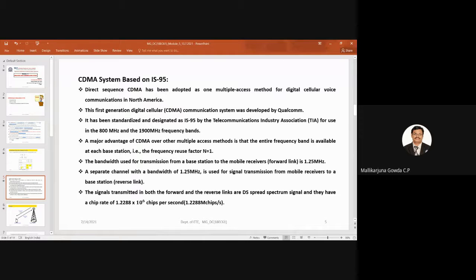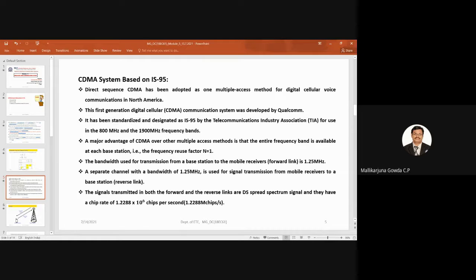So the signals which are transmitted in both the forward and reverse links are direct sequence spread spectrum signals, and they have a chip rate of 1.2288 × 10^6 chips per second. Okay, so this is what the chip rate means. That is equal to Tc, T suffix C, right? That is how we represent the chip rate.